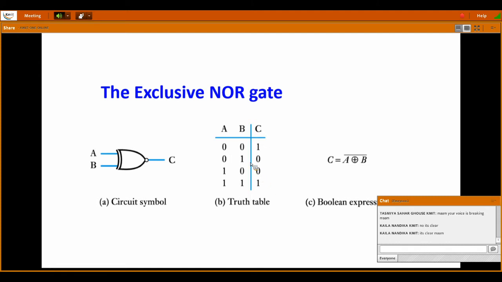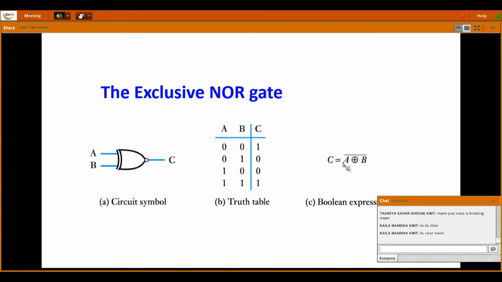Okay, how do you define an exclusive NOR? Exclusive NOR gate is a gate whose output is 1 if both the inputs are equal, and the output is 0 if the inputs are unequal. That is, if both the inputs are equal, either 0 or 1, then the output is equal to 1. For 0, 0, the output is 1, and for 1, 1, the output is 1. For different or unequal inputs, the output is 0. That is, for 0, 1 it is 0, and for 1, 0 it is 0.